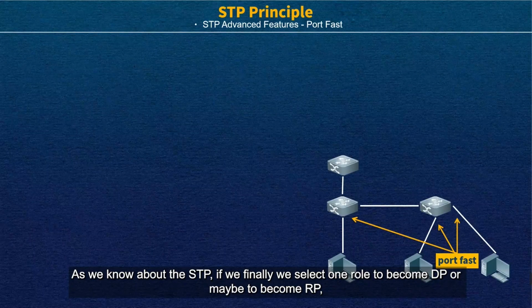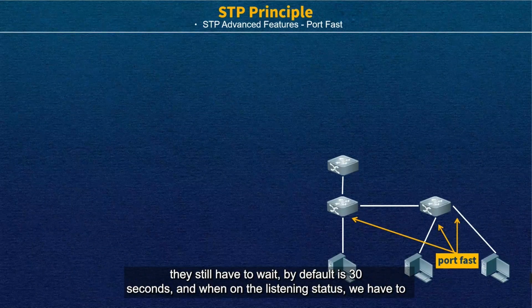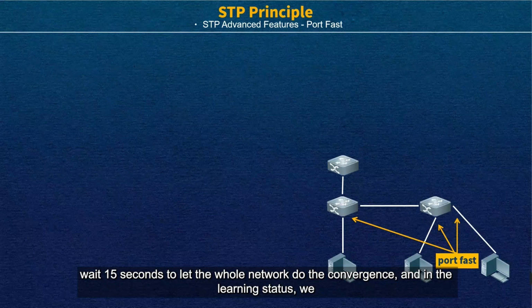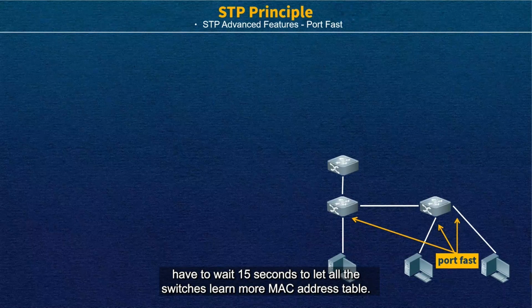As we know about the STP, if we finally select one port to become DP or maybe RP, they still have to wait, by default 30 seconds. In the listening status, we have to wait 15 seconds to let the whole network do the convergence. And in the learning status, we have to wait 15 seconds to let all the switches learn more of the MAC address table.